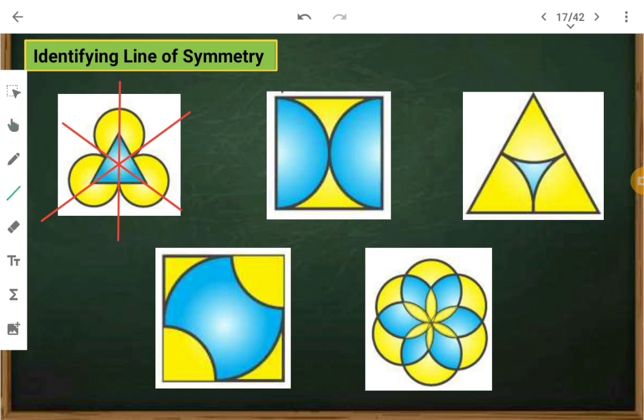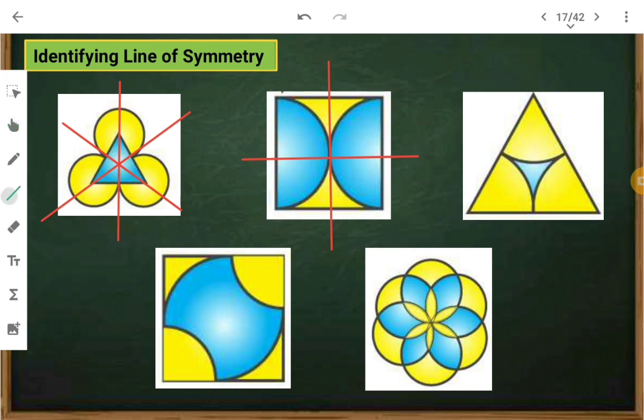And for this, I can fold it in this way. That is one vertical line of symmetry. Shall I fold it over here? Yes, I can fold it over here. This is another line of symmetry. Is it possible for a diagonal? No. For this shape, either I can fold it in a vertical or I can fold it in a horizontal way. And you can try for this.